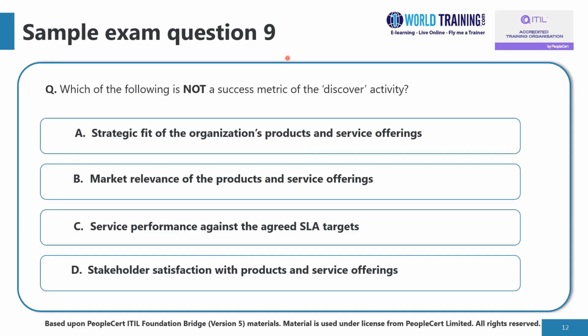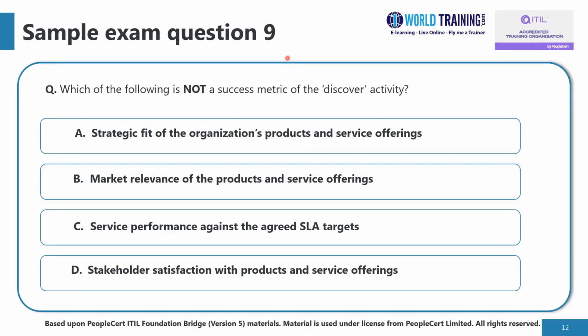So choice A is strategic fit. The word strategy makes me think this is part of Discover. So this would be an incorrect answer, because this is a success metric of the Discover activity, strategic fit of the organization's products and service offerings. Choice B, market relevance, also for the products and service offerings. This is also part of the Discover activity set of success metrics. So even stakeholder satisfaction with the products and service offerings, commercial success of the products if applicable, these are all part of the metrics of Discover. So B is also incorrect.